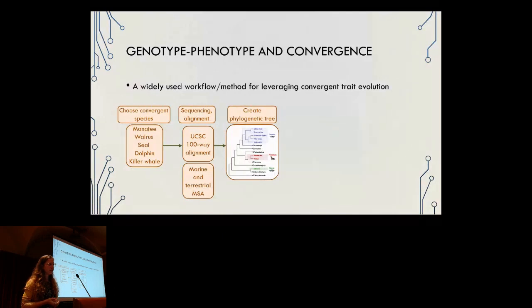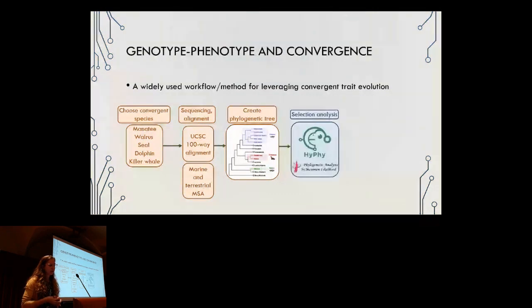The third step is to create a phylogenetic tree. I have here a species tree, but a gene tree is also often necessary. Here, in boxes, we have the marine mammals, and those marine mammals are designated as the foreground species, whereas the remaining species, the terrestrial species, are designated as the background species. So this fourth step is the step that I'll be focusing on. This is the selection analysis. In this step, we're looking to identify adaptive evolution in genes that are in the foreground species.